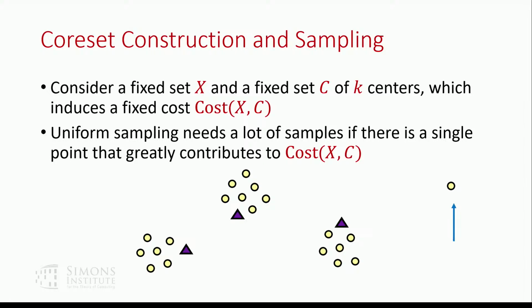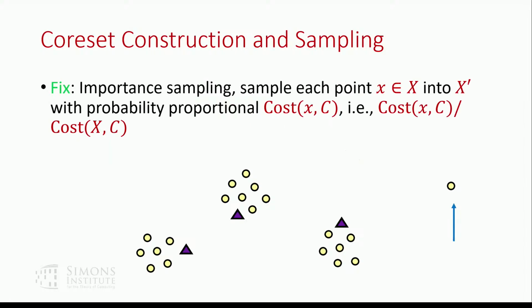But of course, we're smarter than that. We know that uniform sampling is almost never the way to go. So instead, we do importance sampling. And so we sample each point with probability proportional to its cost. This set of points will induce some fixed cost, and this particular point will induce a fixed cost. So we're going to sample this point with probability proportional to the ratio of how much this point induces versus the overall cost. And you can imagine that if points are more important because they contribute more to the cost, then we're obviously sampling these points with higher probability.